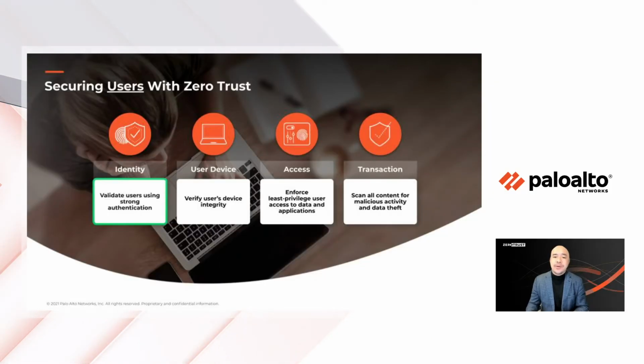In this session, I'm going to share with you how Zero Trust for users starts by validating users with strong authentication. Identity is the first key pillar in the use case of Zero Trust for users, focusing on validating users with strong authentication.